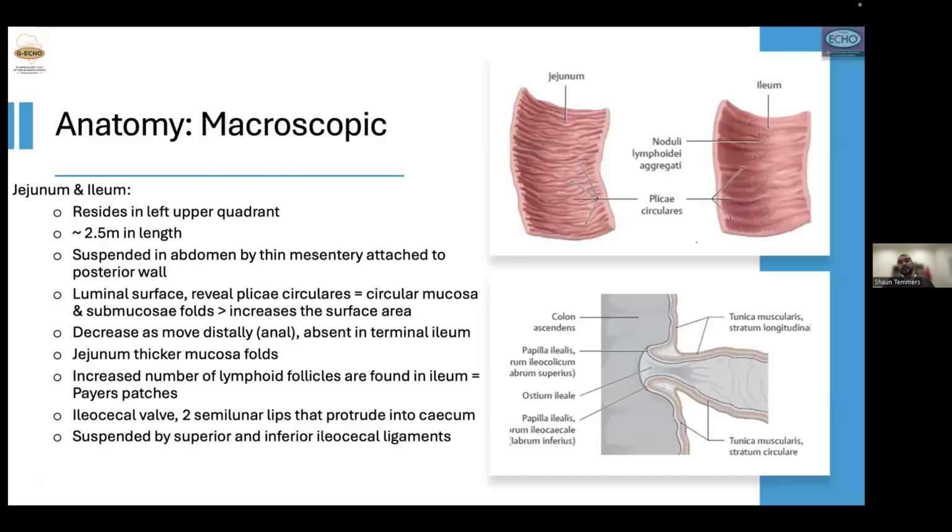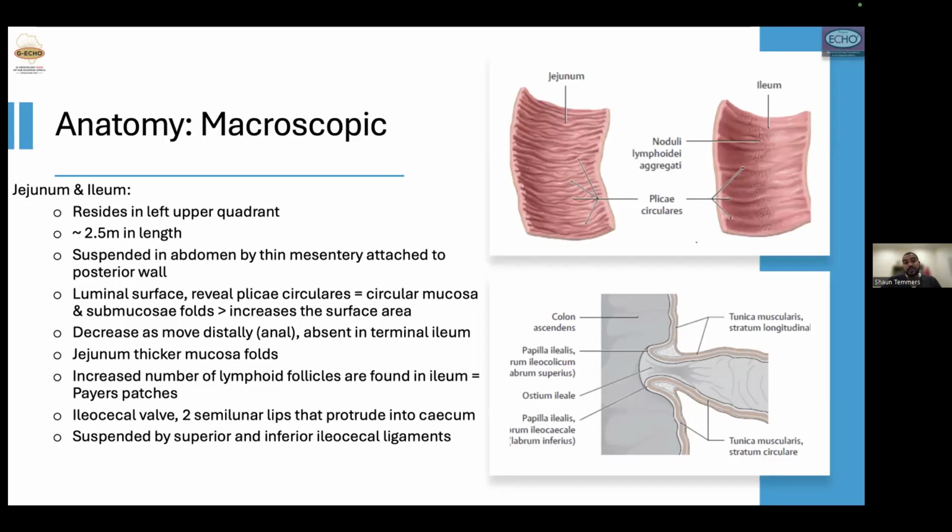The jejunum and ileum are described together because there's no clear transition point between what is actually jejunum and what is ileum, but there are subtle differences between the two segments of the bowel itself. The jejunal portion of the small intestine resides predominantly in the left upper quadrant. It's free and it's attached to its mesentery. It's about 2.5 meters in length, and it's suspended to the posterior wall of the abdominal cavity.